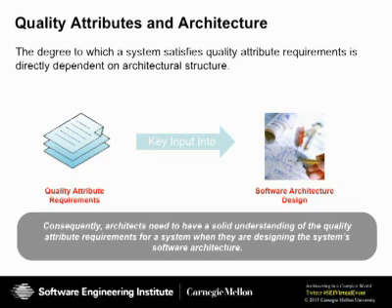The whole reason we have a need to structure an architecture, or one of the key reasons, is specifically to satisfy the quality attribute requirements of a system. So consequently, architects need to have a solid understanding of the quality attribute requirements for a system when they're going about designing the architecture for the system.